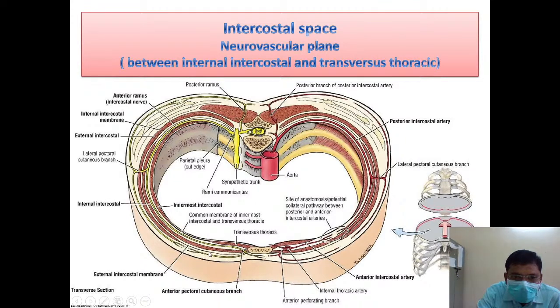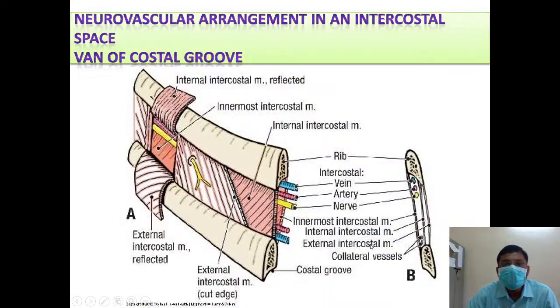This membrane is called the external intercostal membrane. So now we are seeing two membranes. One is the internal intercostal membrane, which is seen over the posterior side of the thorax, that is towards the vertebrae, but anteriorly towards the sternum you can see the external intercostal membrane, which is formed by the external intercostal muscle. Okay, so now let me show you the neurovascular arrangement in an intercostal space.